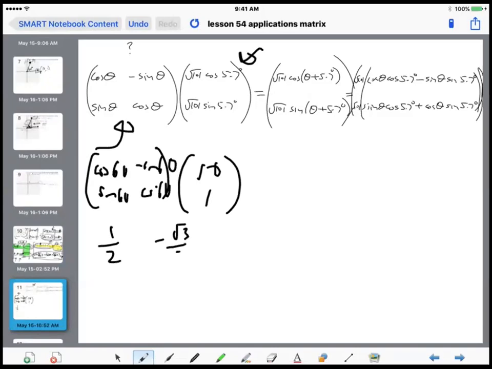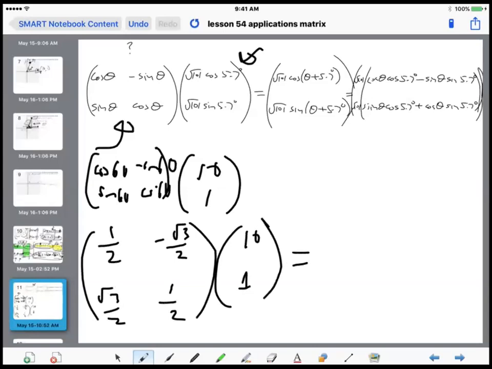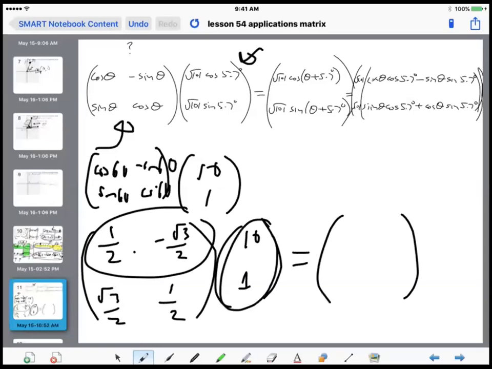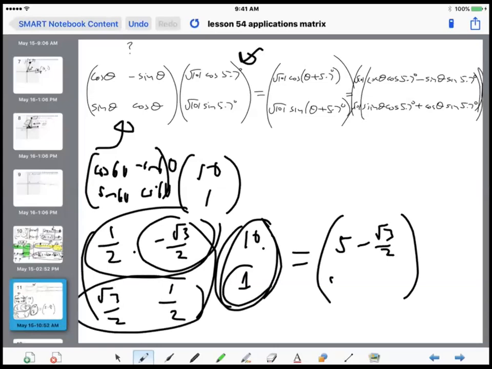negative radical 3/2, radical 3/2, 1/2, times 10(1). I end up with 1/2 times 10 is 5. Radical 3/2 times 1 is negative radical 3/2. And for the other row, I get 5 radical 3 plus 1/2. So those are the exact answers for the location of 10(1) when it's rotated by 60 degrees.